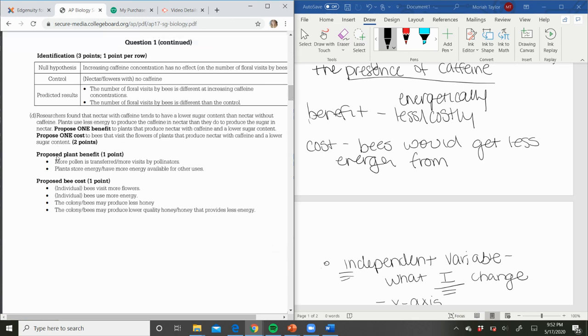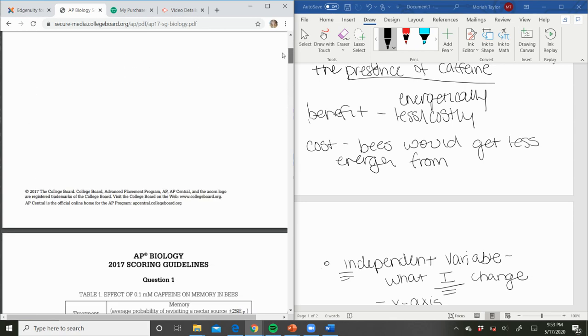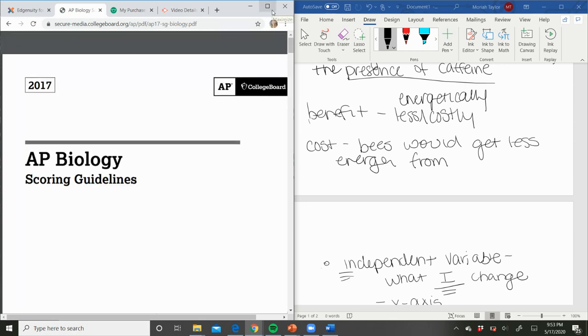And then again, for the one benefit, you can say that more pollen is transferred, and also the plant stores energy and has more energy available for other uses, so it's less energetically costly for the plant. Whereas the cost for the bee would be that the bee would use more energy, and the plant is also producing less sugar, so the bee would get less energy from that plant. Okay, that's it for that question.